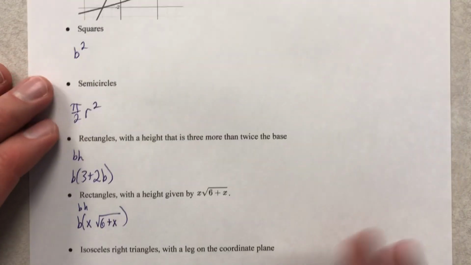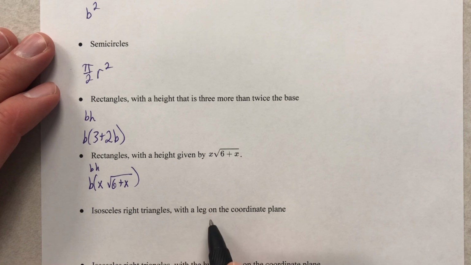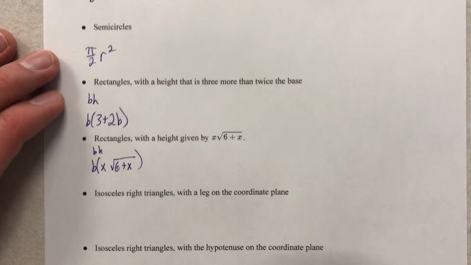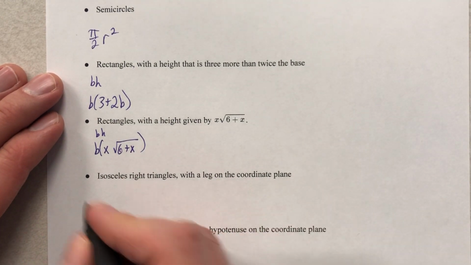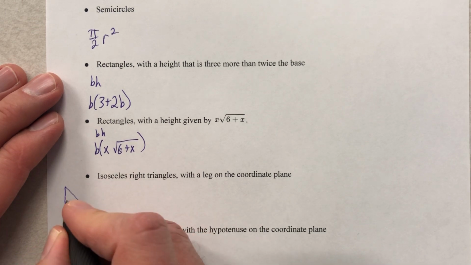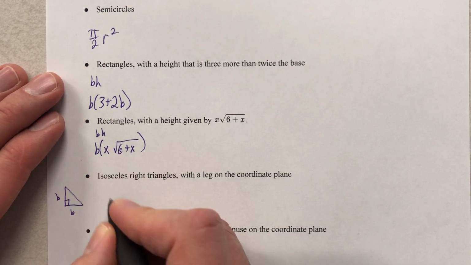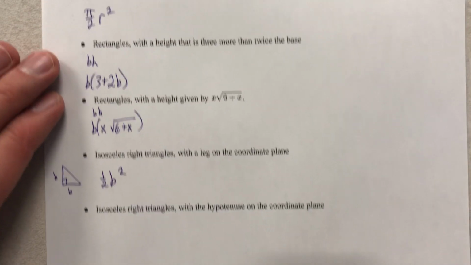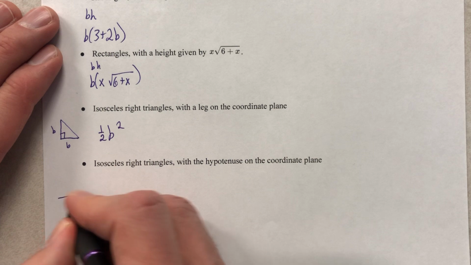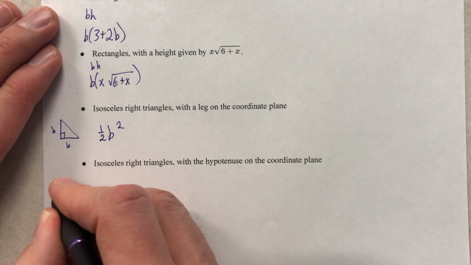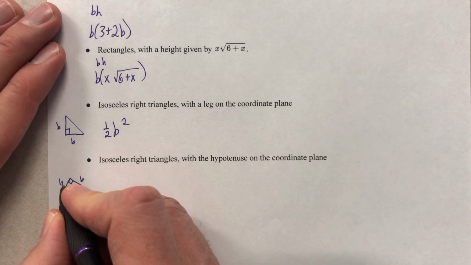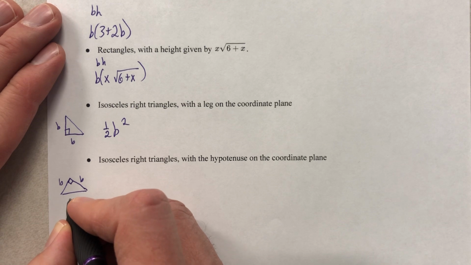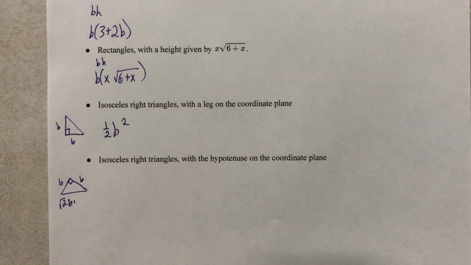Isosceles right triangles with one leg in the coordinate plane. We dealt with this on the other side of the notes. If I have an isosceles right triangle, one leg is in the coordinate plane, we basically have this situation. If this is base, this is also base, so it would be 1/2 base squared. And then isosceles right triangles with a hypotenuse on the coordinate plane. I'd have this situation, that's B, and this would be the square root of 2 times B. Call it B times that, and then we'll erase that random little mark right there.